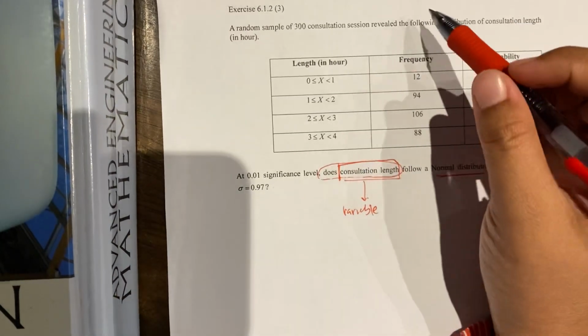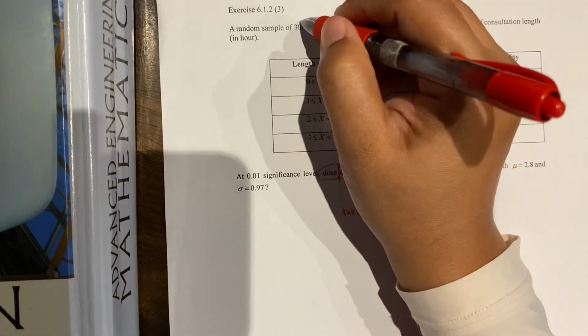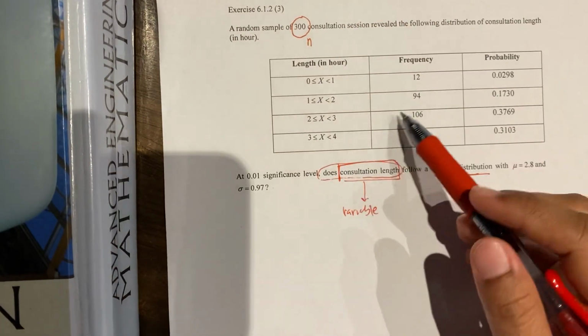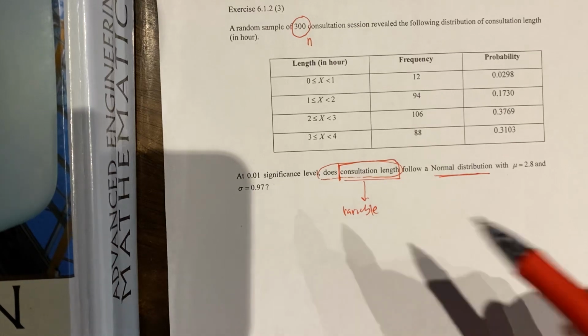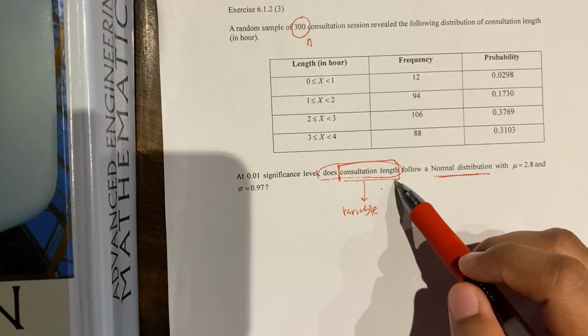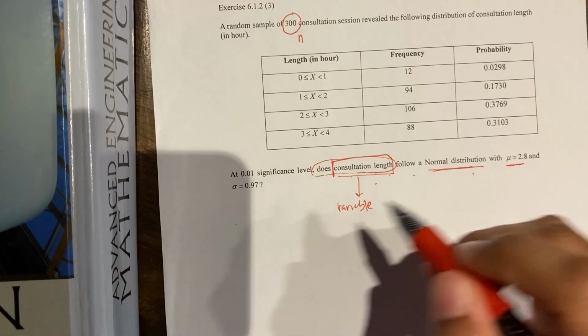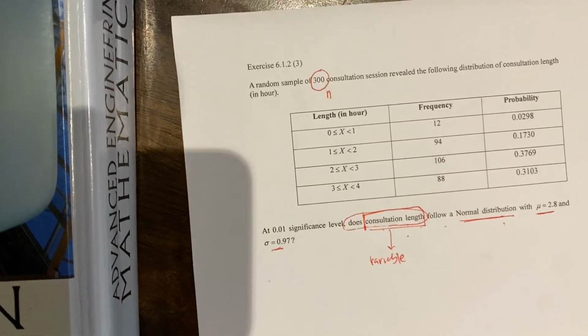So a random sample of 300 consultation sessions. So 300 here, that's your n. Consultation length is your variable. So does consultation length follow a normal distribution? You are given mu and sigma here, which means both parameters are given in this question.